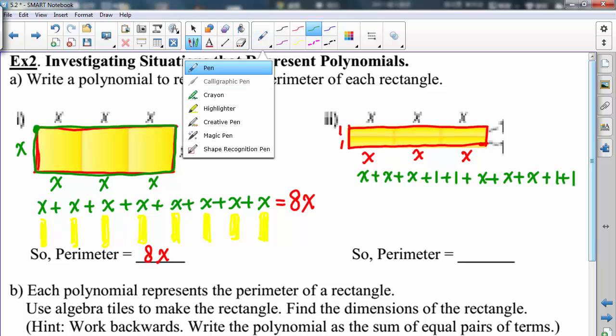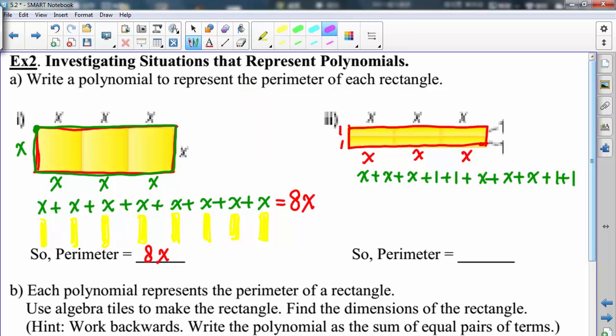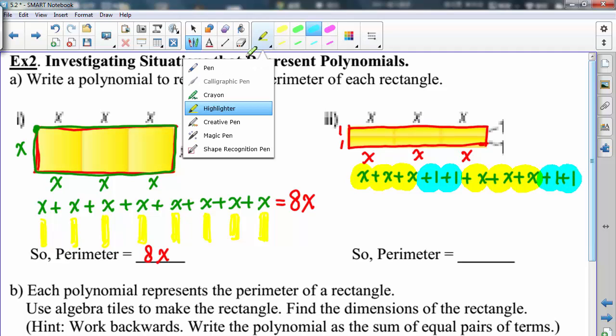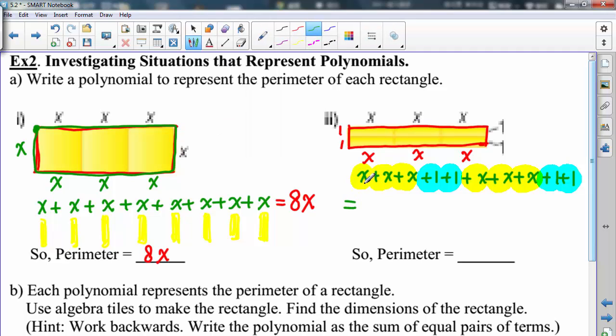So you can use the highlighter this time to help you look at all the like terms. These ones, constant terms, are like terms. Let's look at how many x's there are: 1, 2, 3, 4, 5, 6. So that means I have 6x, 6 yellow rods, plus 1 plus 1 plus 1 plus 1, that's plus 4. So the perimeter of this rectangle is 6x plus 4.